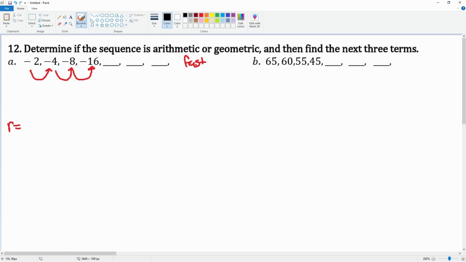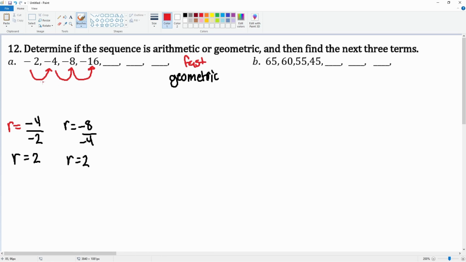Okay, the common ratio's formula is the second one, so -4 divided by the previous one, -2. That gets me an R value of 2. Let's try it again. R is equal to the third, -8, divided by your second, -4. R is equal to 2. Do you see how here it has the same common ratio? So we can say this is geometric.